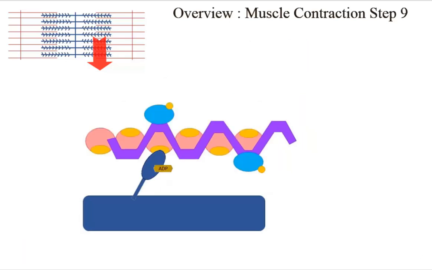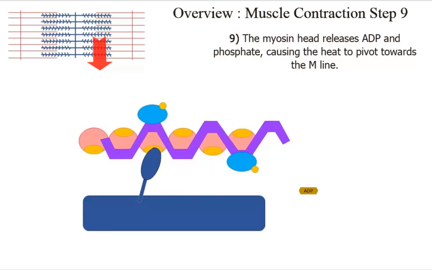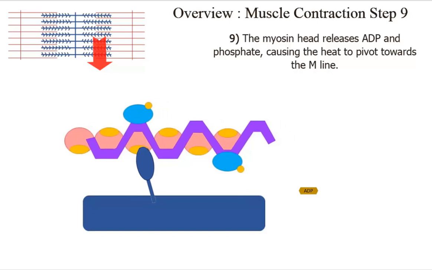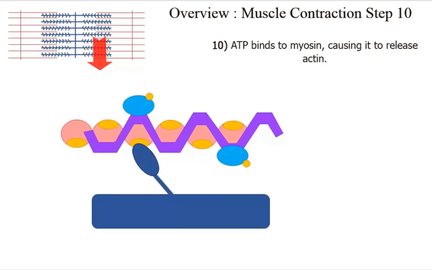Okay, recall that at the end of step 8, we had the formation of a cross bridge. So with step 9, the myosin head releases the ADP and also a phosphate, which is not shown in this image, and this causes the head to pivot towards the M line. And because it's attached to the actin filament, the actin is also pulled inwards toward the M line. At the end of step 9, the myosin head pivoted toward the M line, dragging the actin filament with it.